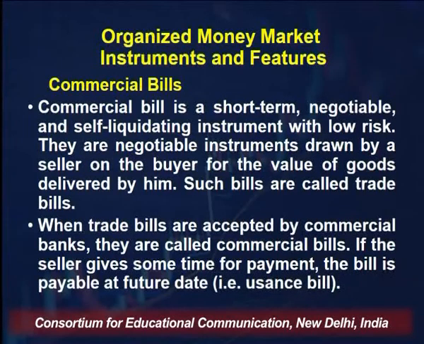If the seller gives some time for payment, the bill is payable at a future date, and generally the maturity period is up to 90 days. During the usance period, if the seller is in need of funds, he may approach his bank for discounting these bills. Commercial banks can provide credit to customers by discounting commercial bills, and the bank can rediscount the commercial bills any number of times during the usance period of the bill and get money.